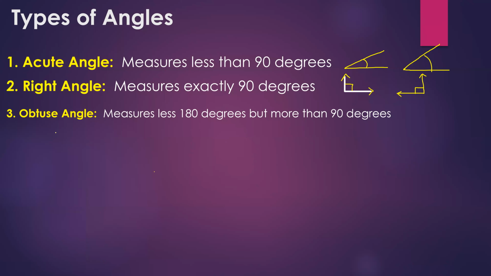So obtuse is going to be something looking like this. That's an obtuse angle. It is more than 90, but less than 180 degrees. Another obtuse angle can look something like this.